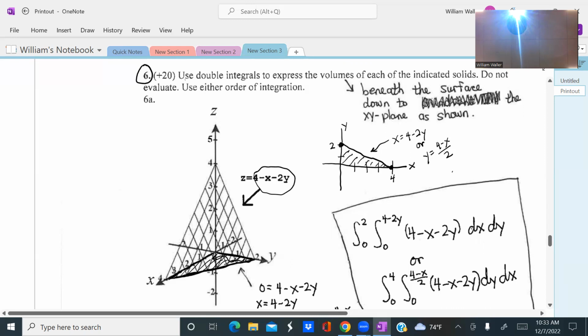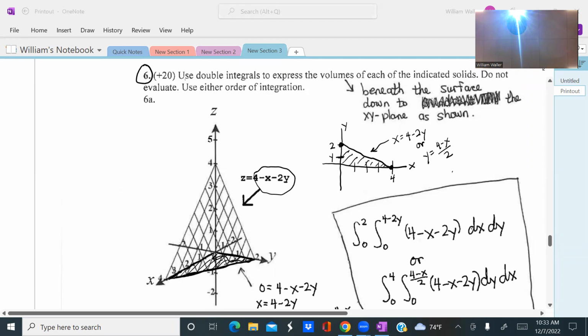Now, the only other thing you have to choose is the order of integration you want to use. Do you want to use dy dx or dx dy? I just went with dx dy. So when you go with dx dy, that means you're going to fix a value for y.